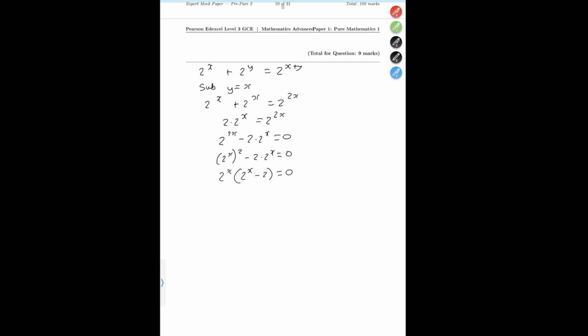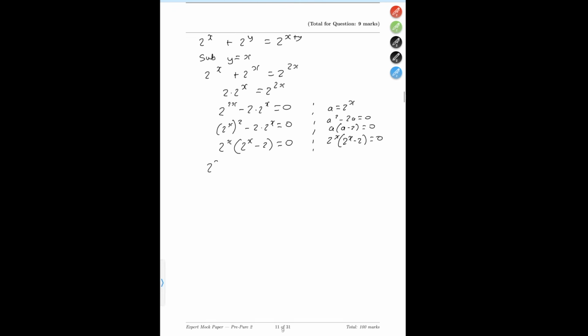It's kind of like a quadratic. Another way that you can do it, if you find this confusing, is define a to be 2 to the power of x. So you get a squared minus 2a is equal to 0. So a minus 2 is equal to 0. And then you literally get the exact same thing as what I've written down. Okay, so hopefully that makes sense what I've done. So as we said before, 2 to the power of x cannot be equal to 0. So we know that 2 to the power of x must be equal to 2. So x is equal to 1.